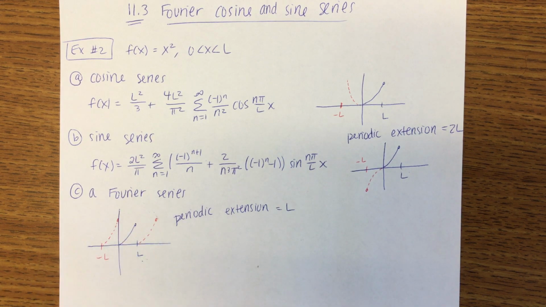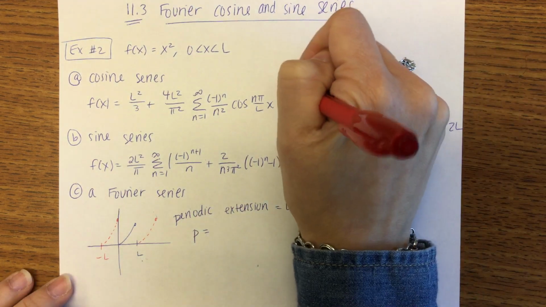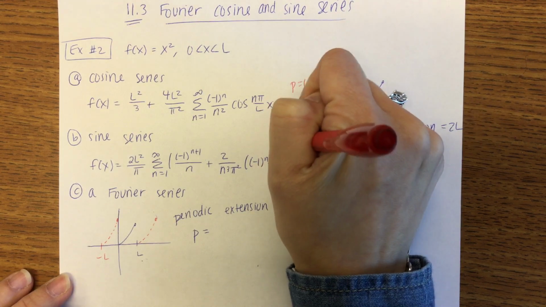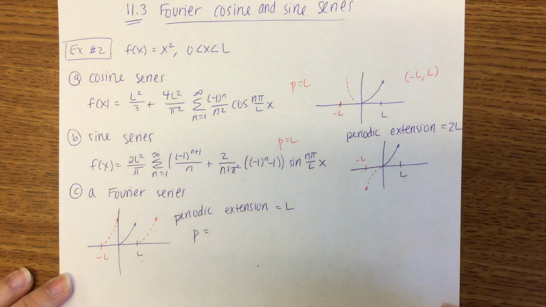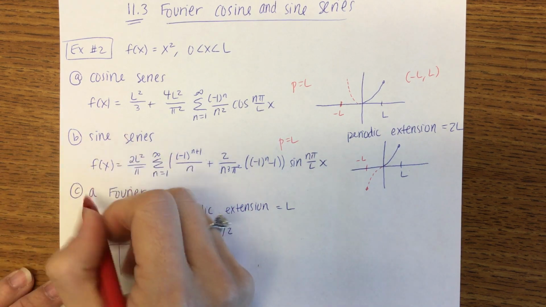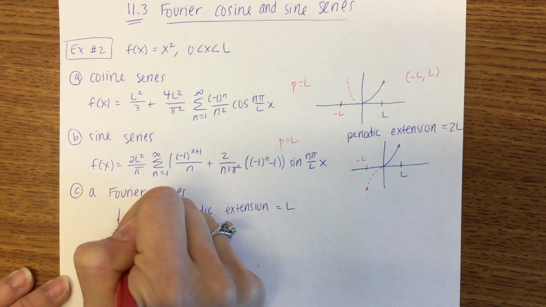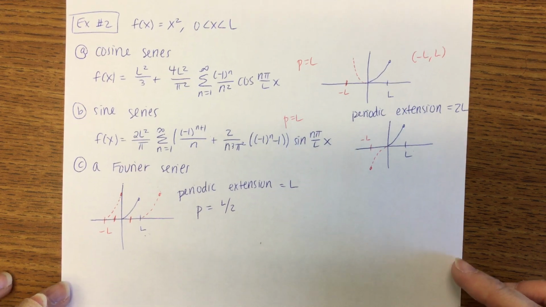Okay, for a Fourier series, all the formulas are in terms of P. So the first thing I want us to do is I want us to identify what P is. In A and B, P was L, because we said we're defined from negative L to L. So hence P is going to be L then. What is P going to be for the Fourier series? L over 2. Right? Because if I go from negative L over 2 to positive L over 2, I still get the entire figure. It just looks a little bit different.